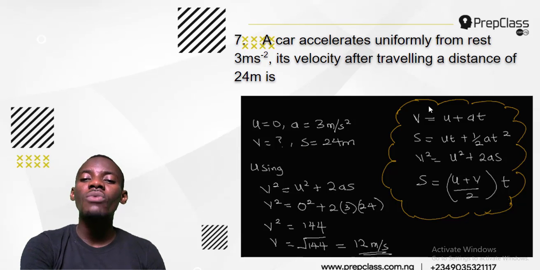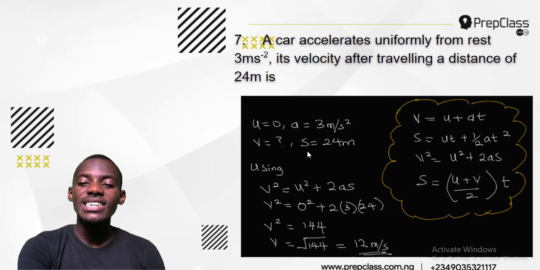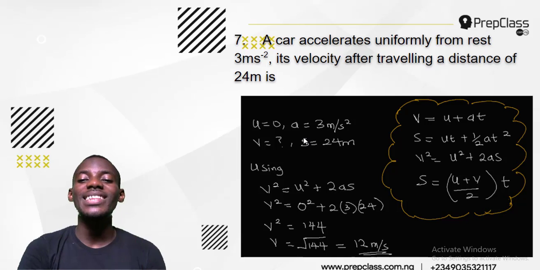Now, which of these equations of motion has U, A, V, and S? Of course, the one with that is equation 3. V square equals U square plus 2AS. And that is the one to use. Why is it this one? Because it has V, it has U, it has S, it has A. It has everything that the question needs.